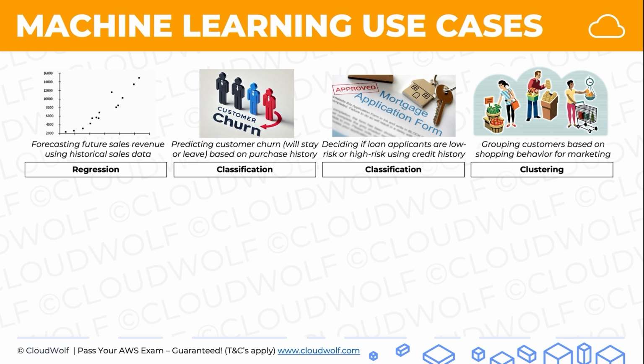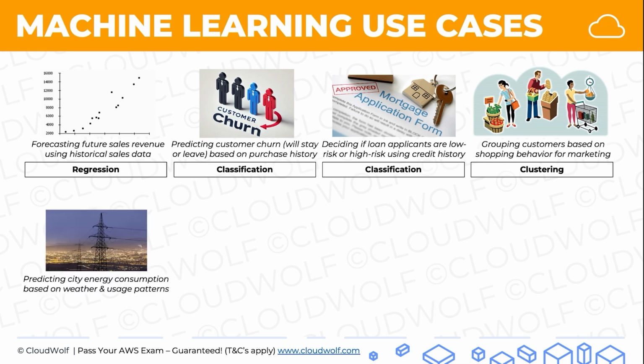Okay, so hopefully you're getting the hang of it. We've got 4 more to go. Predicting city energy consumption based on weather and usage patterns. Energy consumption is measured in maybe kilowatt hours, and we would need to predict it, and that is a continuous variable. Since it's a continuous variable, this is going to be a regression problem.